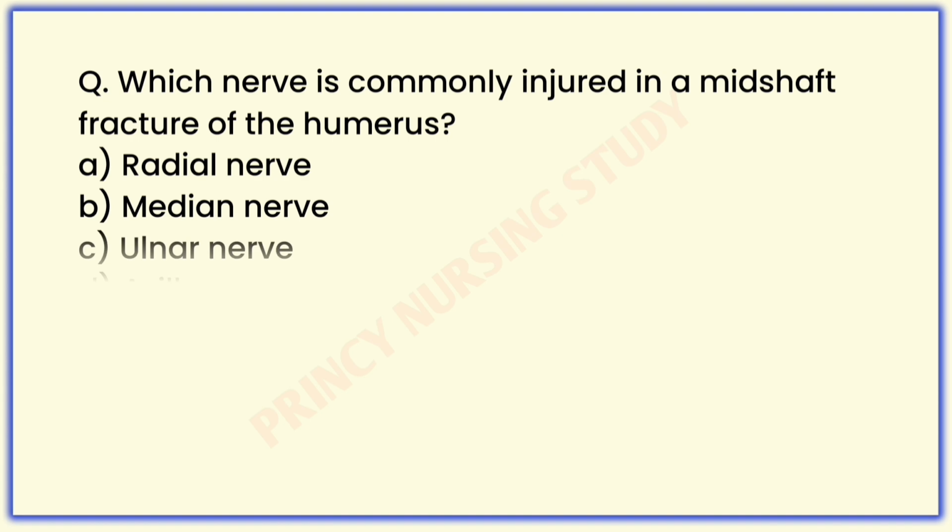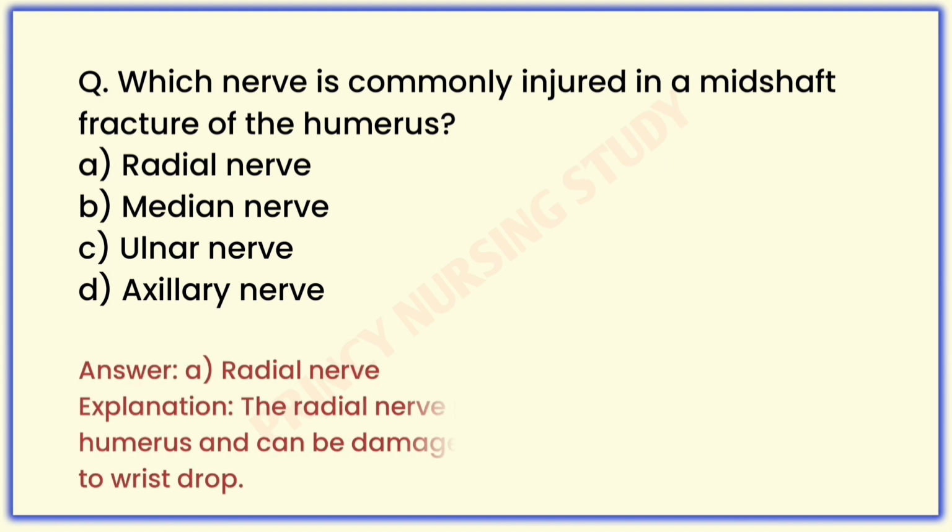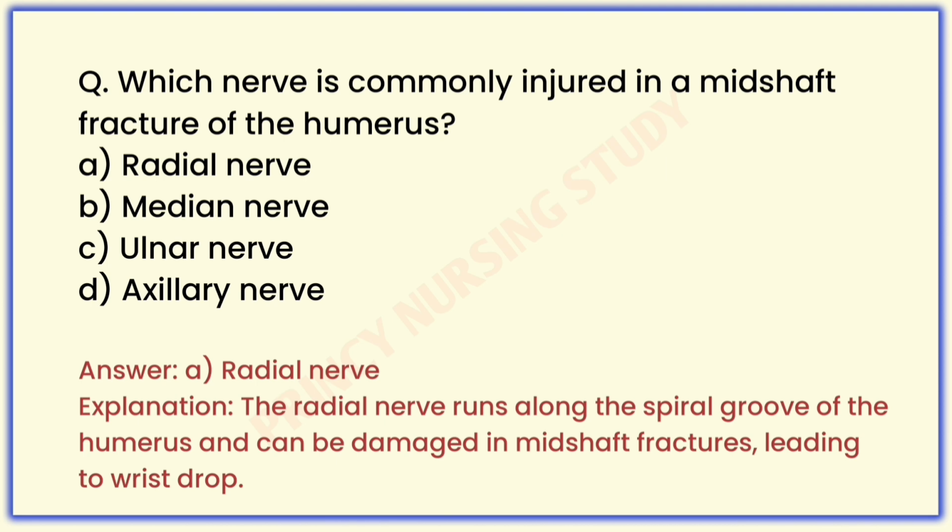Next question. Which nerve is commonly injured in a midshaft fracture of the humerus? Correct answer is A. Radial nerve. The radial nerve runs along the spiral groove of the humerus and can be damaged in midshaft fractures, leading to wrist drop.